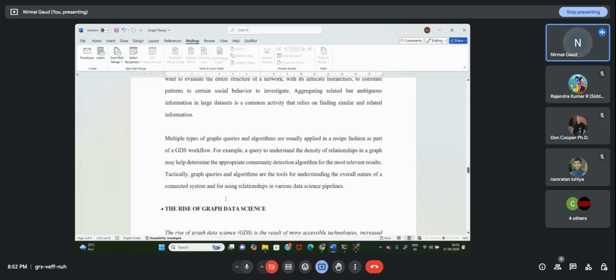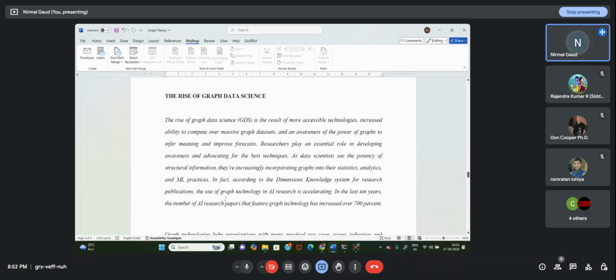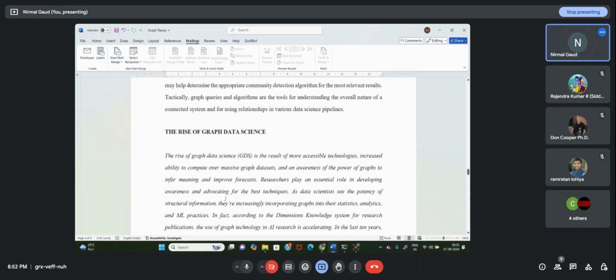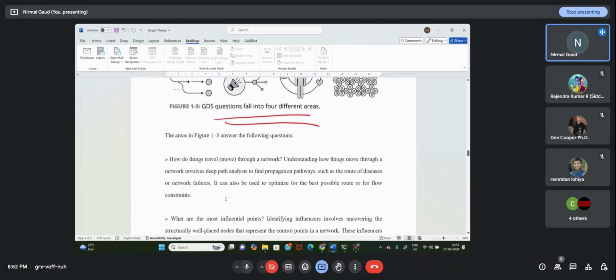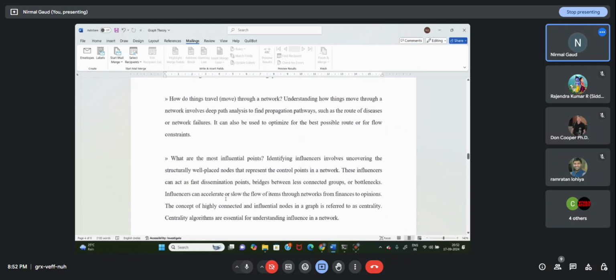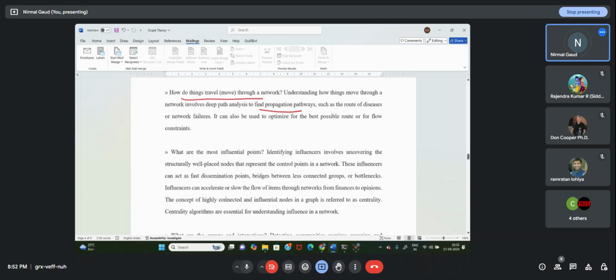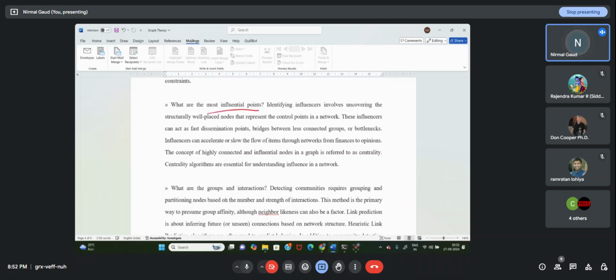Okay, I do have many more parts of theory related to the graph. So what they are saying: how do things move in a network? That's what you have seen: movement, propagation, direction. Okay, who are the most influential points present in a network? That means influencers. Okay, so influencers can act as a fast dissemination of the point.